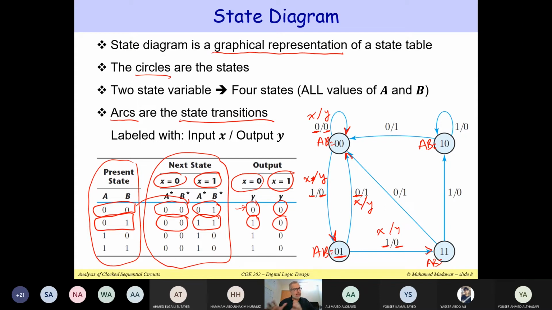So the arcs indicate the state transition. We get this information from the state table and we draw it in the state diagram. We can complete the state diagram by showing all the state transitions between the states, depending, of course, on the input X. So we show the input X on the arc, and then we put slash, and then we show the output Y, because the output depends on the input as well as the present state. We get the output also from the state table and we place it on the state diagram. So both the state table and the state diagram show exactly the same information.